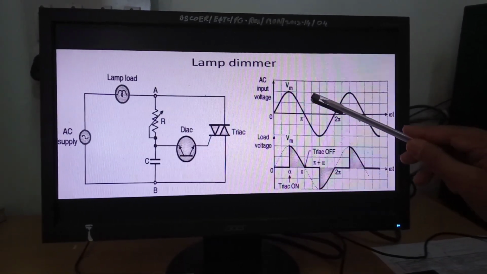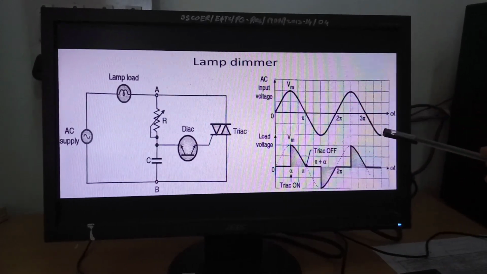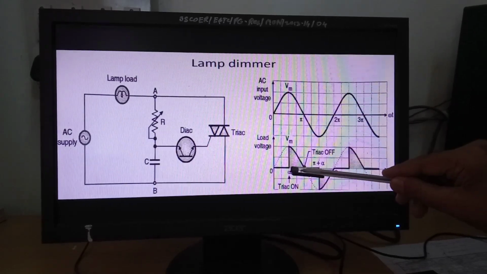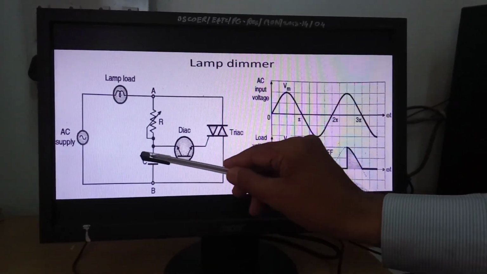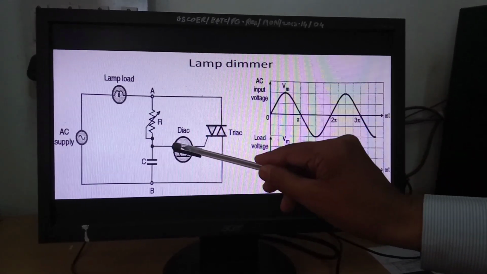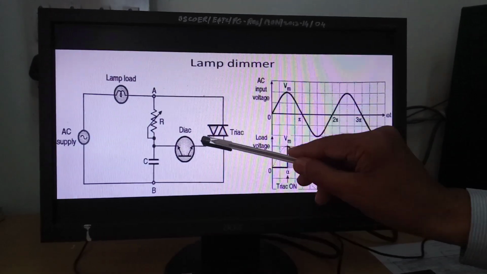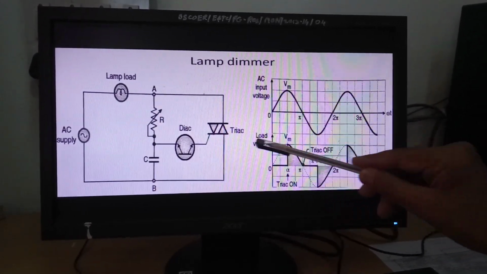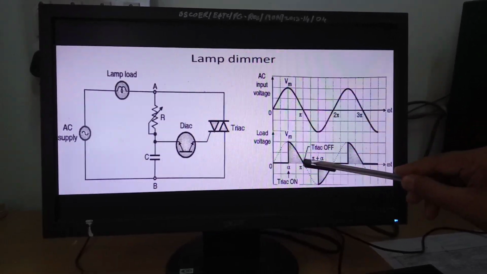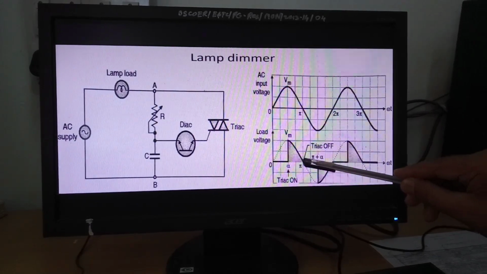If we see the waveforms, this is the supply voltage waveform which is sinusoidal. Now at this particular instant alpha, the voltage on this capacitor has become equal to the breakover voltage of this DIAC, and the DIAC conducts and simultaneously the voltage is applied to the gate of this TRIAC and the TRIAC conducts. So the load voltage waveform will be the same as that of the supply voltage waveform from alpha to pi.